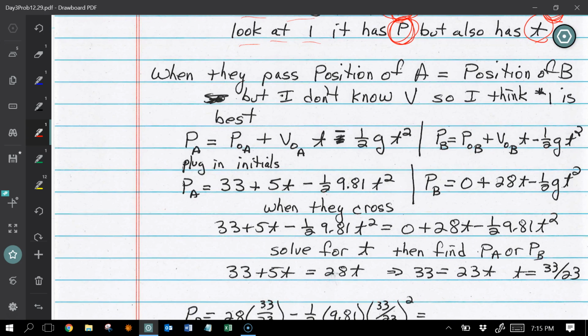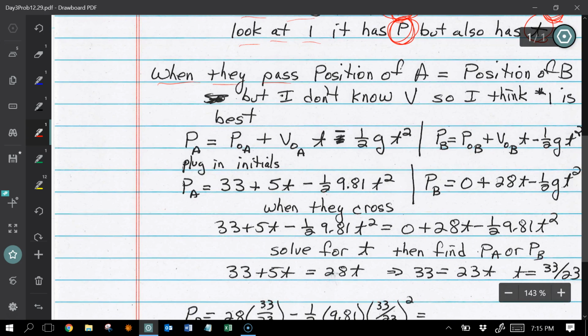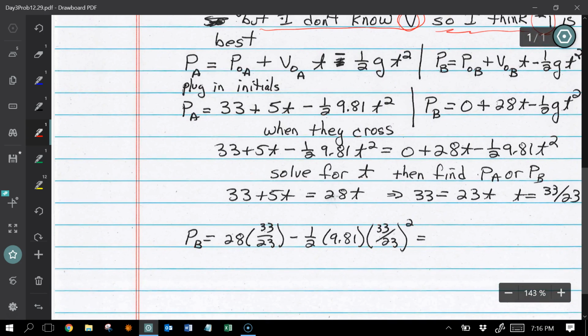When they pass, which is what they're asking me for, the position of A is going to be the same as the position of B, because that means they're at the same place. They're passing each other. So that's the key to solving this problem: the position of A equals the position of B. But when they pass, I don't know anything about their velocities. So number 1 is probably the best thing to use. Okay, so here we go.